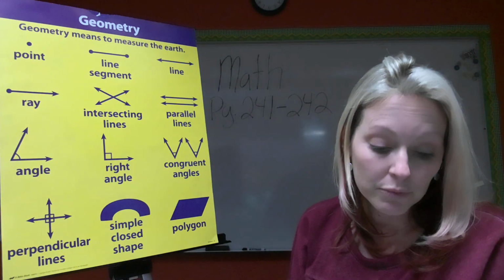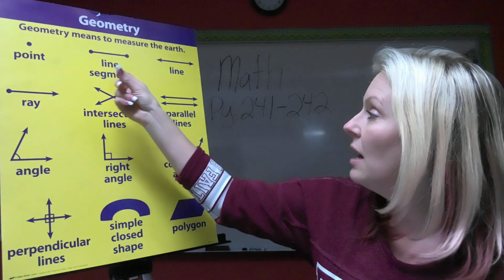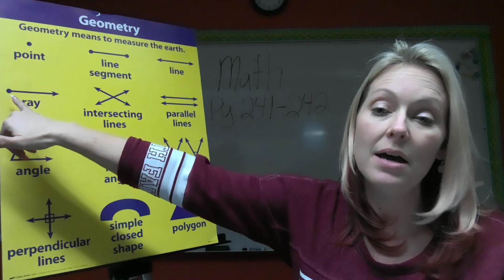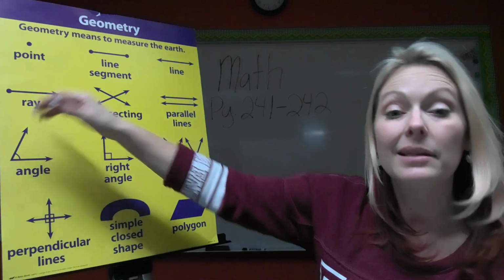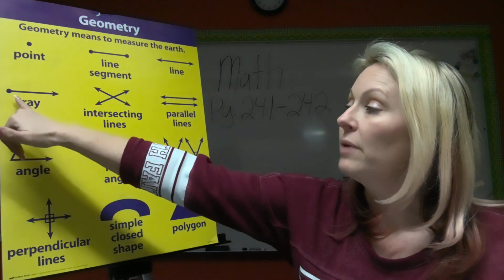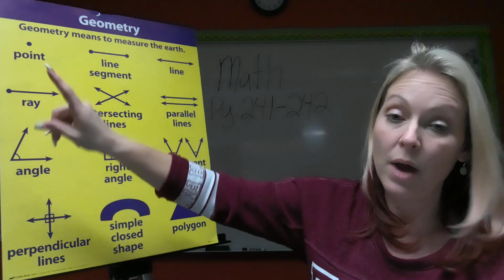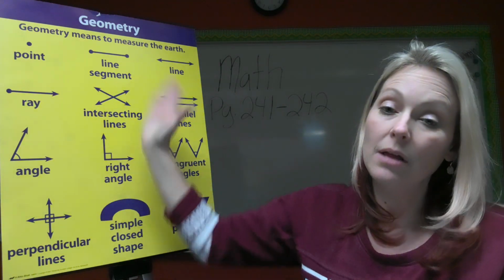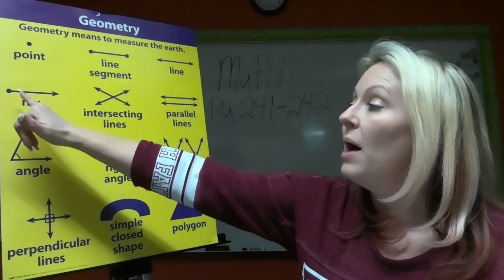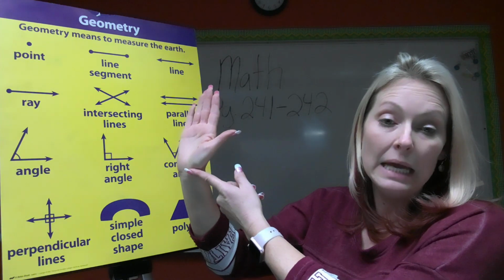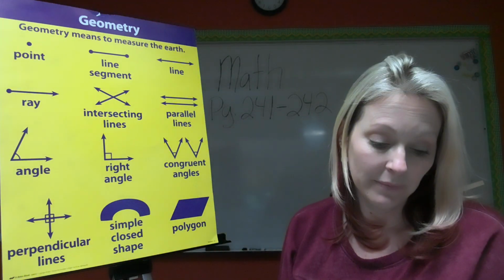Then we have a ray. Now, a ray is a combination of a line segment and a line, basically, because it has an end point, but then the other side is a line that keeps on going, right? So a ray has one end point, and then it keeps on going in one direction. So now if I were to turn this ray this way, right, then my direction would be going up, right? But it would still stop at like where my hand is. That would be a ray. So one point, one continue, okay?